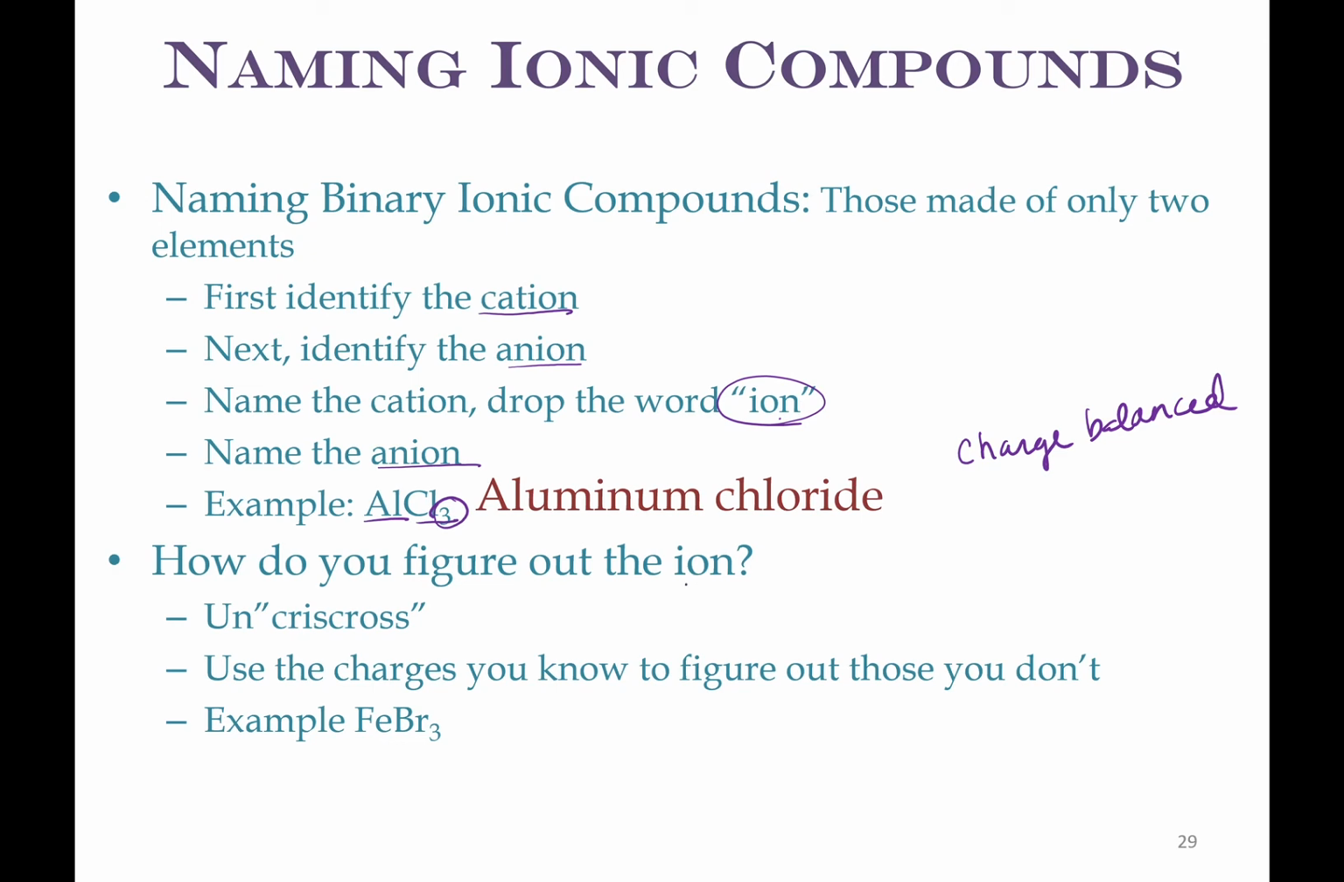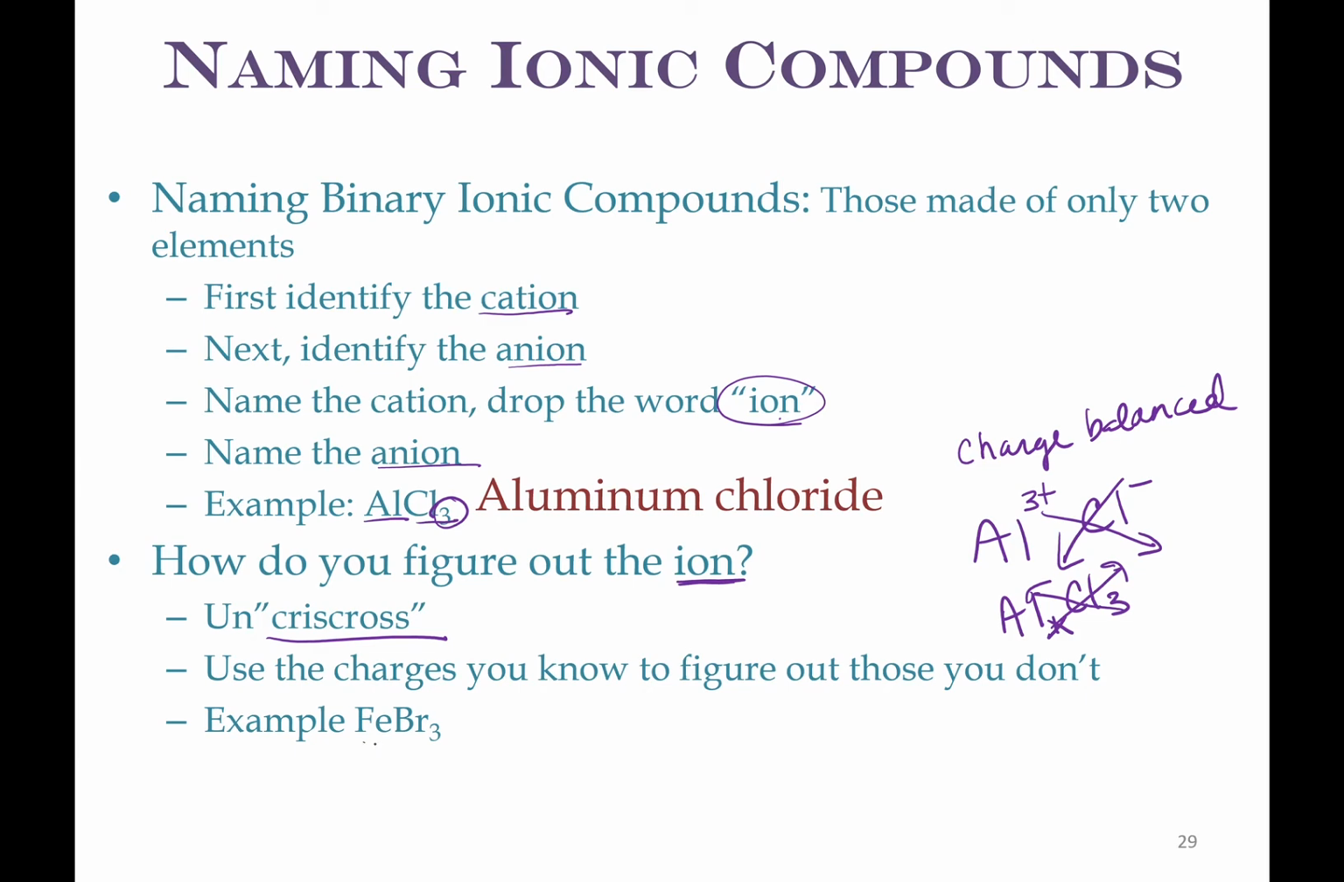So how do you figure out what the ion is? You can uncrisscross. We know aluminum is a 3+ ion and chloride is 1-. We can crisscross these charges down and we then get Al1, Cl3. We don't write ones in chemistry, so that would be how we do the crisscross method. You can uncrisscross and go backwards and say that this is a 3 and this is a 1. And you can always use the charges you know to figure out those you don't.